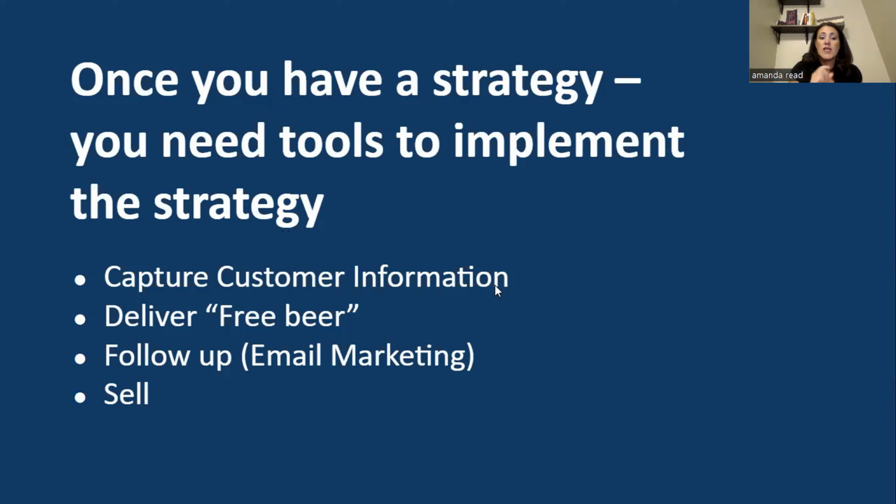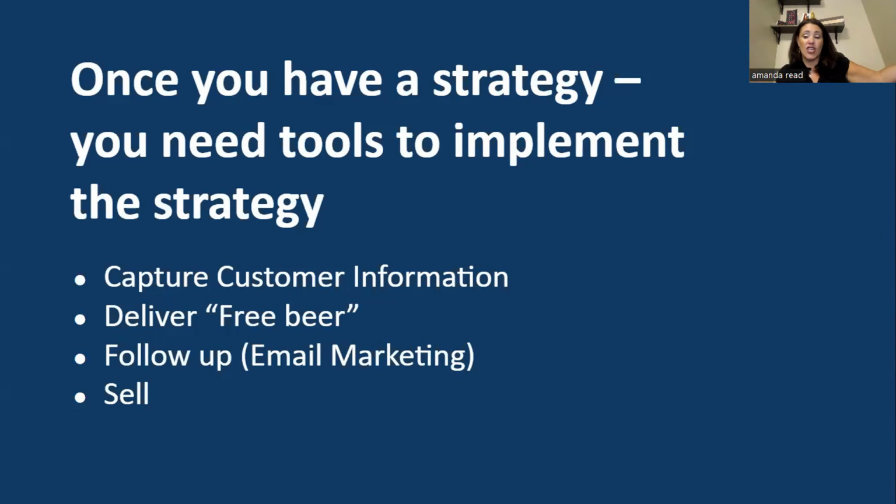The first thing is, once you have a strategy, you will need tools to implement the strategy. Okay, we need tools and software in order to be able to reach people. Here are some of the tools that you will need. We need a way to capture people's information. So again, this is often called a landing page, but it's a place where they can go fill out their name, email, phone number, and then we get their information.